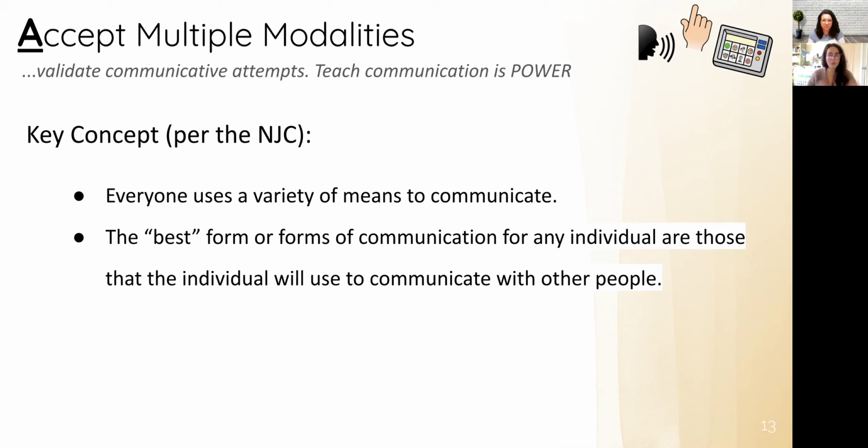Another key concept is that the best form or forms of communication for any individual person is whatever the individual will use to communicate with other people. So what's best in a moment is whatever that individual is going to use to express themselves to somebody else. The best form could be a gesture, writing, or a manual communication board. It depends on the environment, the moment, and the person, but whatever ways we use to communicate and express ourselves is the best thing we can use in that moment.